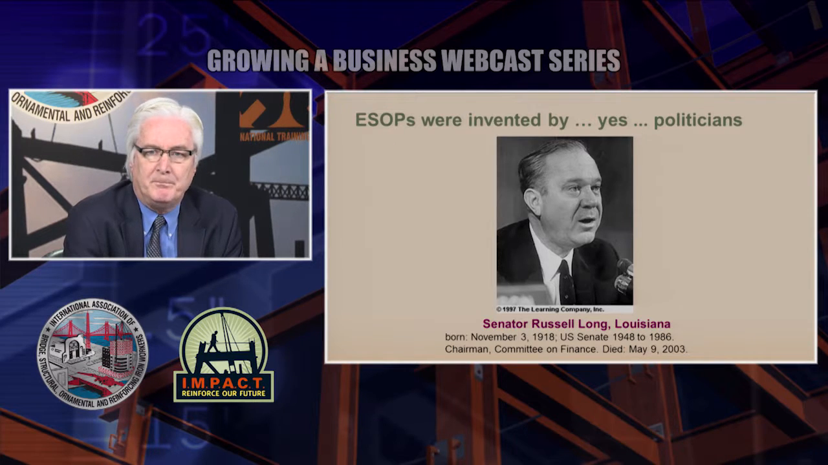ESOPs, where do they come from? Well, guess what? They were invented by politicians. As you'll be learning more in this session, this is a structure that comes to us via retirement law, benefit law. It's actually, in a way, a cousin to a 401k. It's older than a 401k in terms of a concept, but it's a defined contribution plan that invests primarily in employer stock.